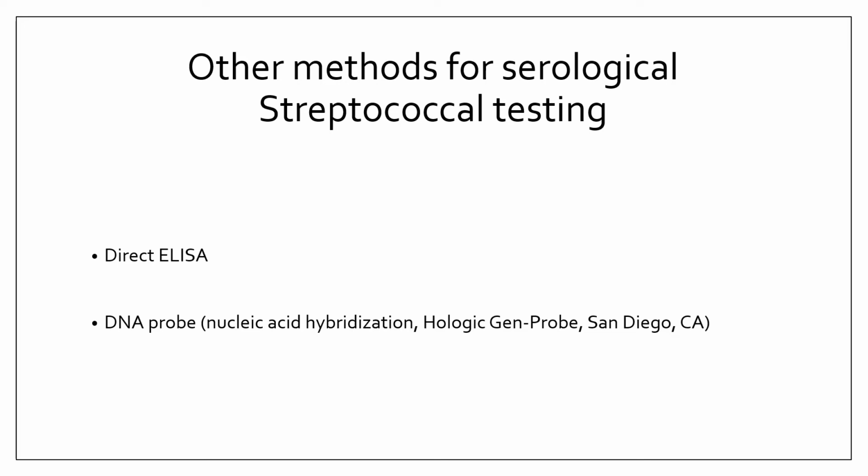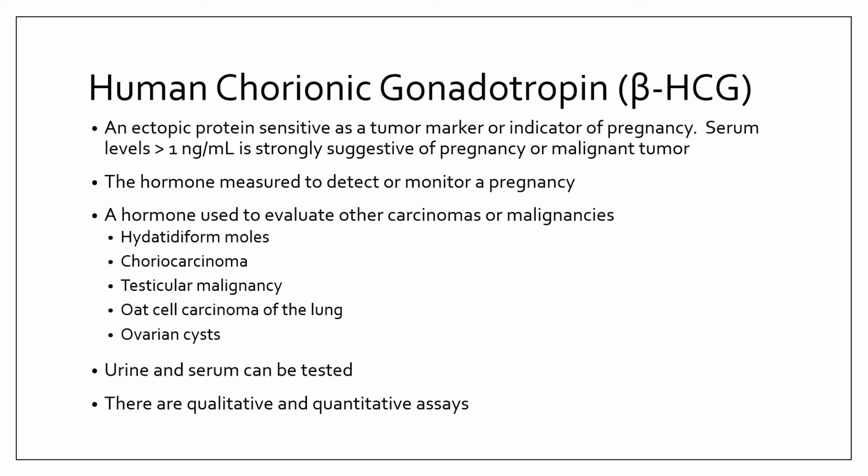Let's go ahead and talk about HCG. Human chorionic gonadotropin is a hormone that doubles every 2 to 3 days and up to 8 to 10 weeks of gestation. Then that hormone starts to drop off.